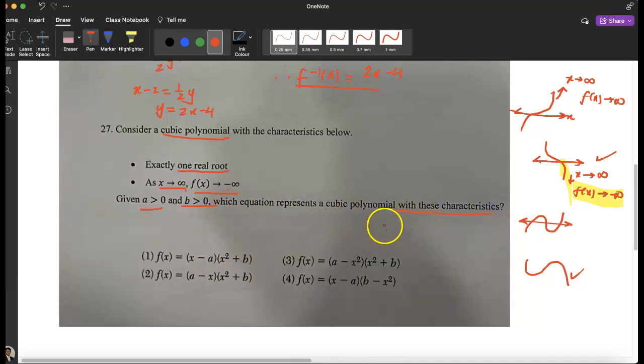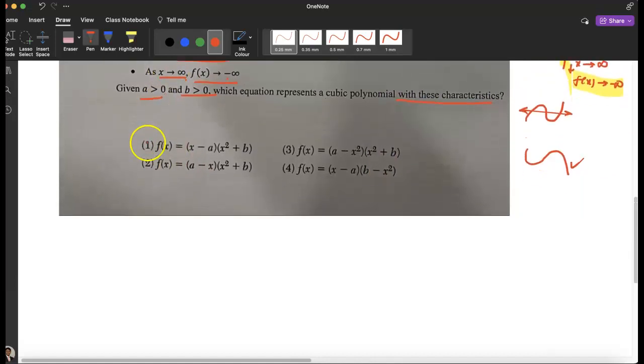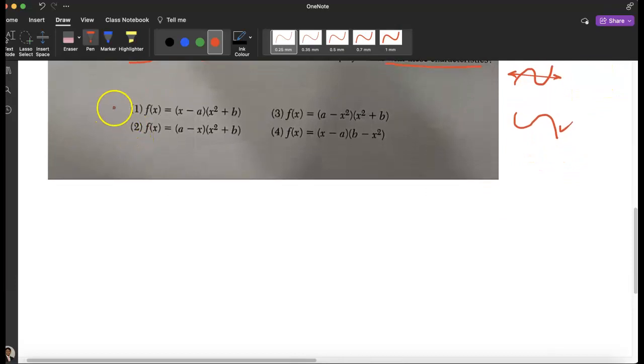Now let's understand each of them separately. Okay. Now let's look at the first one. Forget the question for the time being. What kind of graph will you get for this? If you're sitting with a calculator, you take your A and B as some numbers and graph it. Any number. So suppose you take your A as 2 and your B as, let's say, 4. So if you graph it, f(x) is equal to x minus 2, x squared plus 4. Graph this on your calculator.